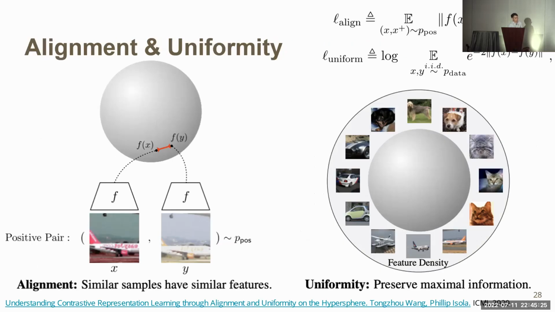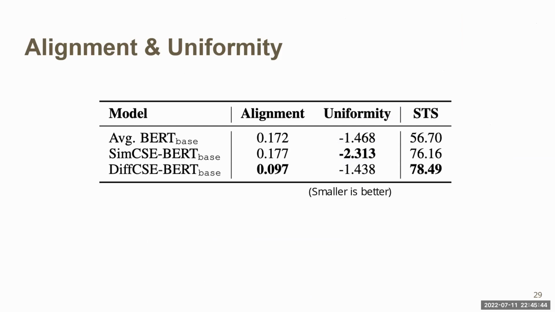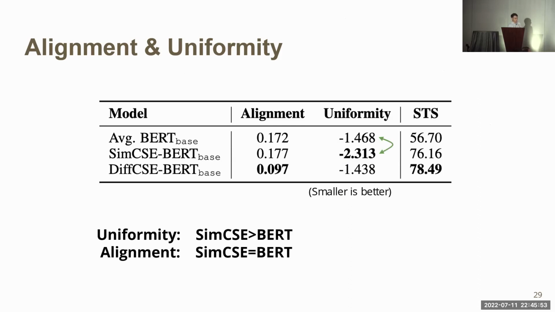We follow some of the prior studies to use alignment and uniformity to evaluate the quality of the embedding space. Alignment means the average distance between the positive pairs, and uniformity measures how well the representations are distributed in the vector space. Here we compute alignment and uniformity for BERT, SimCSE, and DiffCSE. And for the scores, smaller number is better.